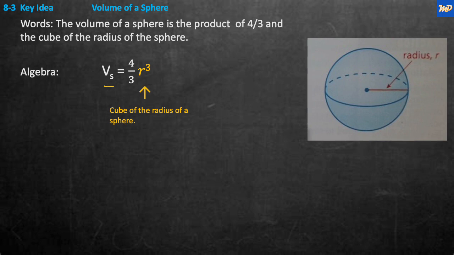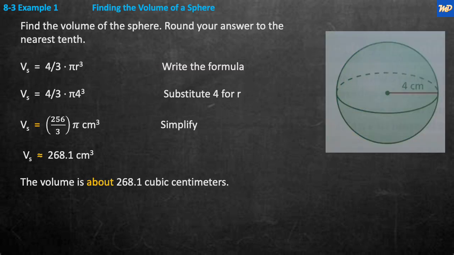That's the radius. Okay, for example 1, finding the volume of a sphere. It says find the volume of the sphere. Round your answer to the nearest tenth. So what do we start with? As I like to always say, and I know you've heard me saying many times in the past if you've been following my channel, write the formula, write your equation, whatever the problem is, write it out, and then compare to make sure that what you're writing matches exactly what you're looking for. And then start from there.